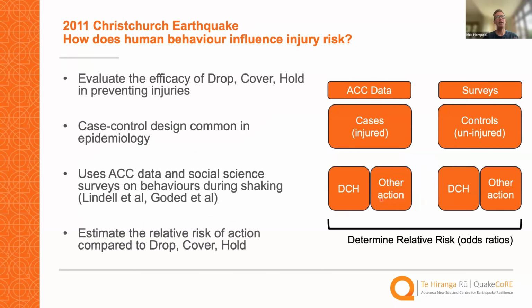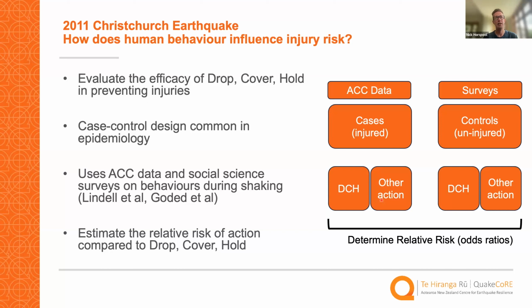Another element we can look at is how human behaviour influences injury risk. This really can help us understand what people are doing in earthquakes and what the injury risk is linked to different actions. We can also evaluate how effective drop, cover, hold, our recommended action, is in preventing injuries. To do this, we compared our ACC data with responses from post-event surveys that were conducted by some QuakeCoRE researchers, actually.